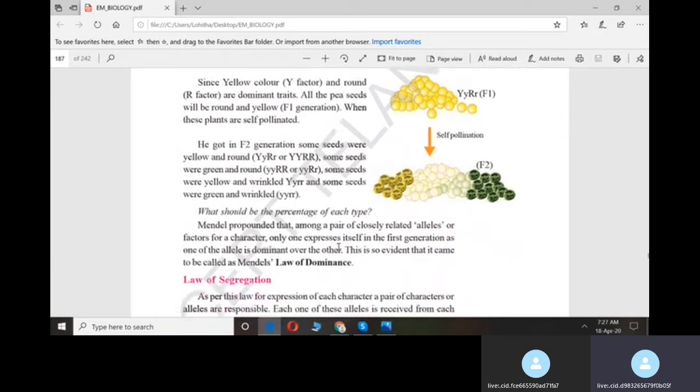What is the law of dominance? Law of dominance is very simple, we understood very clearly. In the F1 generation, if you take capital Y and a small y, self-pollinated, what you got is all are pure yellow. Means which one is showing dominant character? Yellow character is showing dominant character. That is called law of dominance. Only one expresses itself in the first generation, as one of the alleles is dominant over the other. This is so evident that it came to be called Mendel's law of dominance.